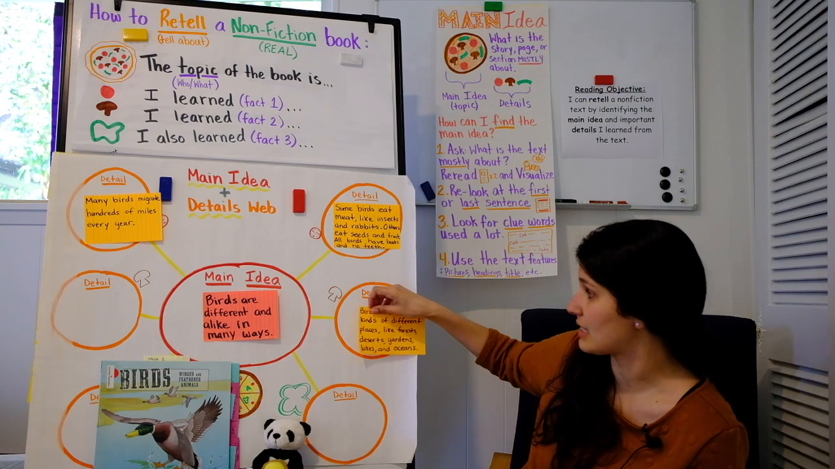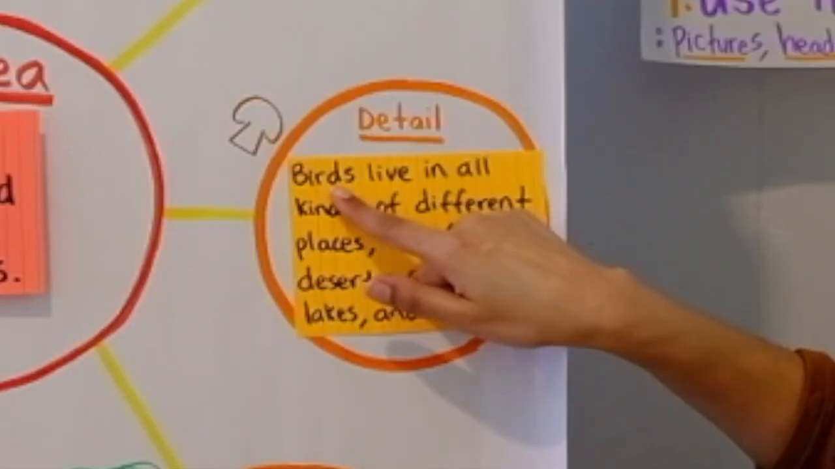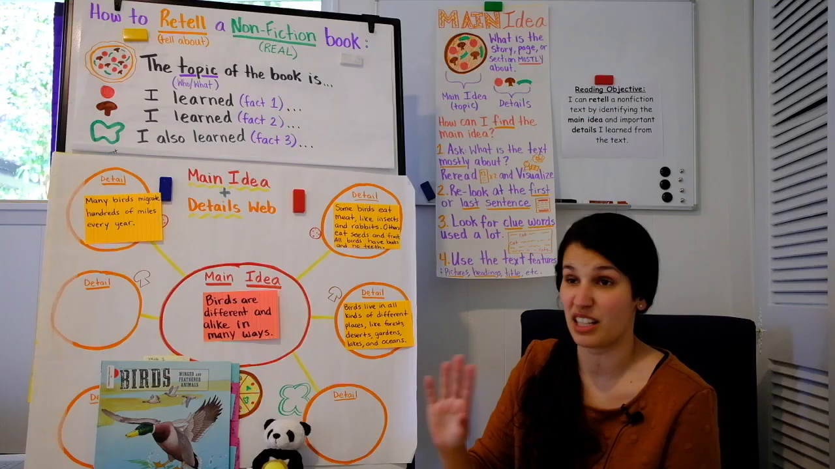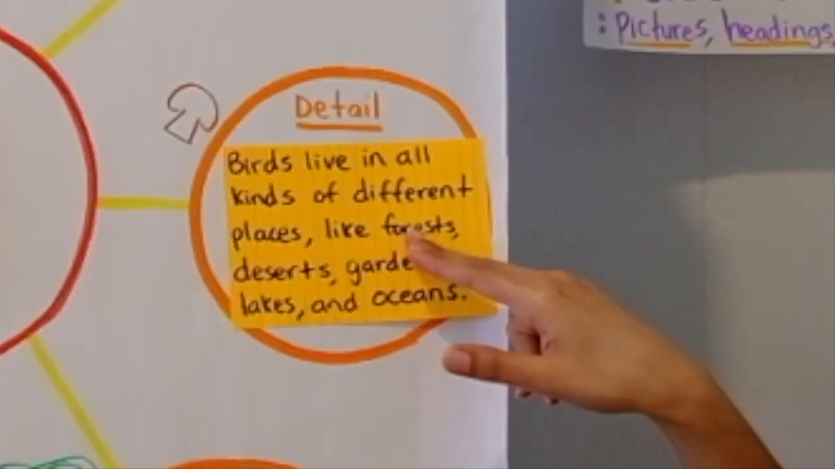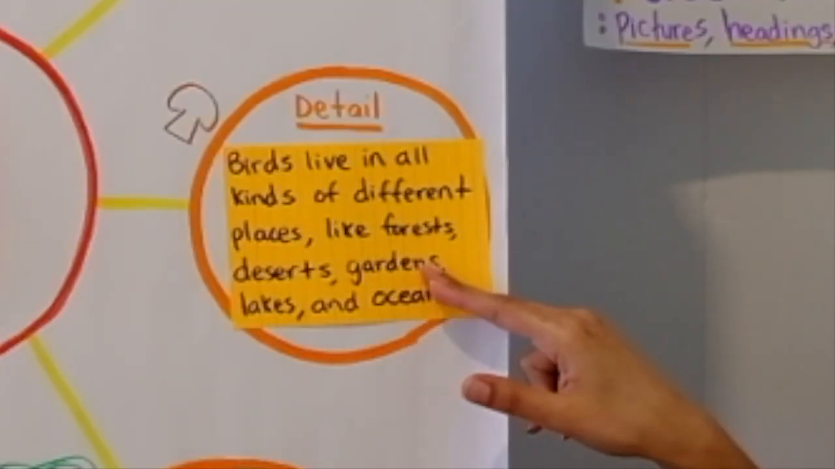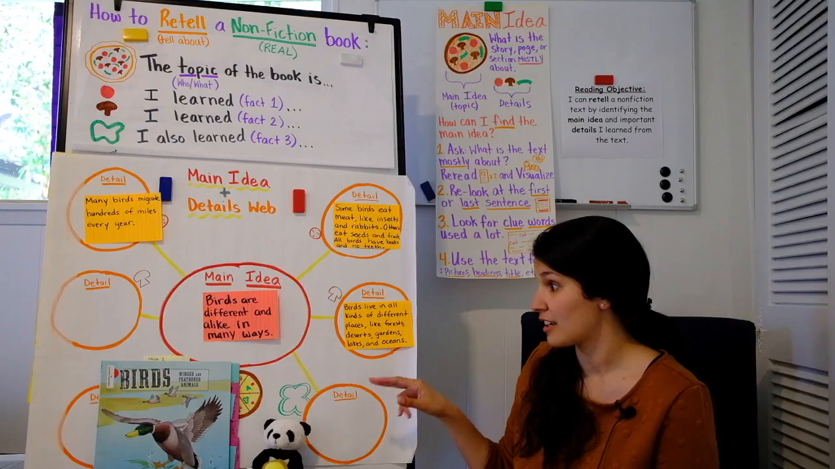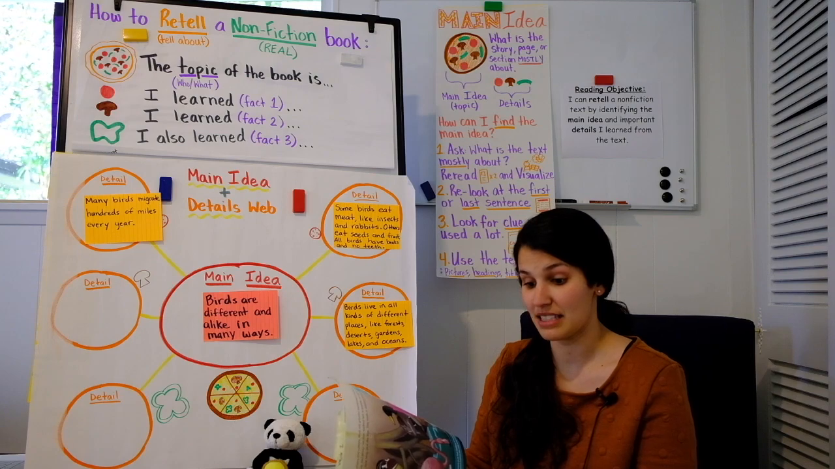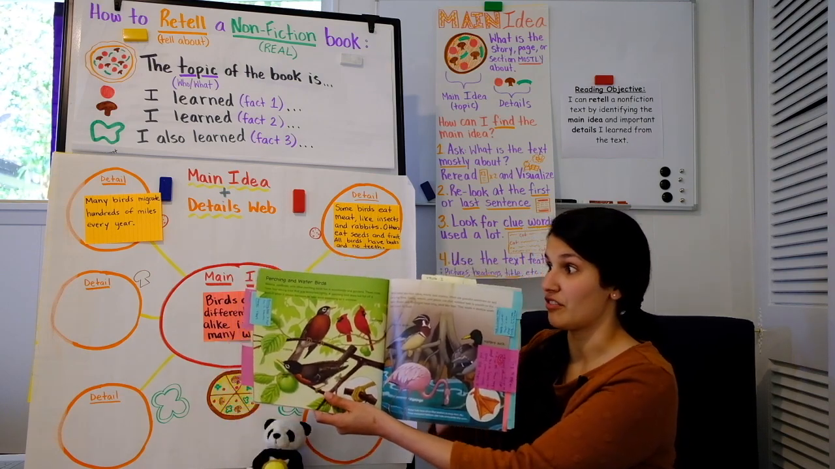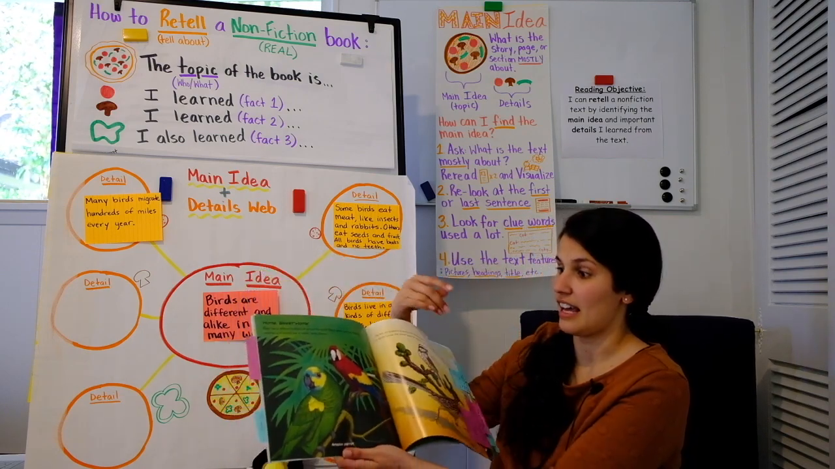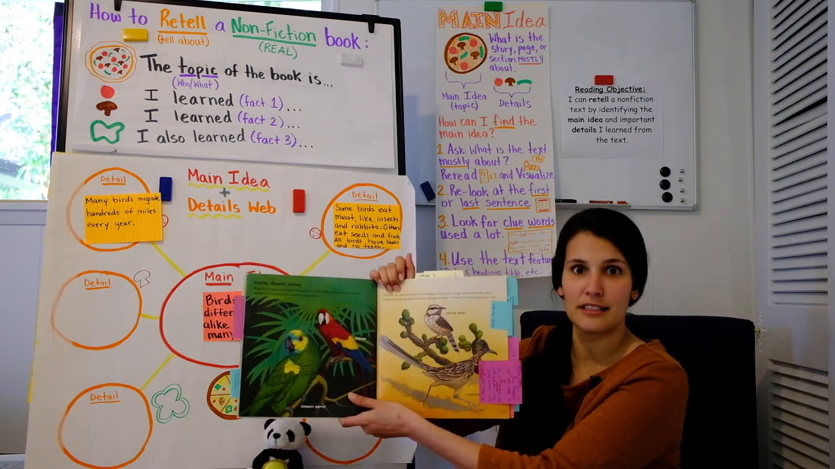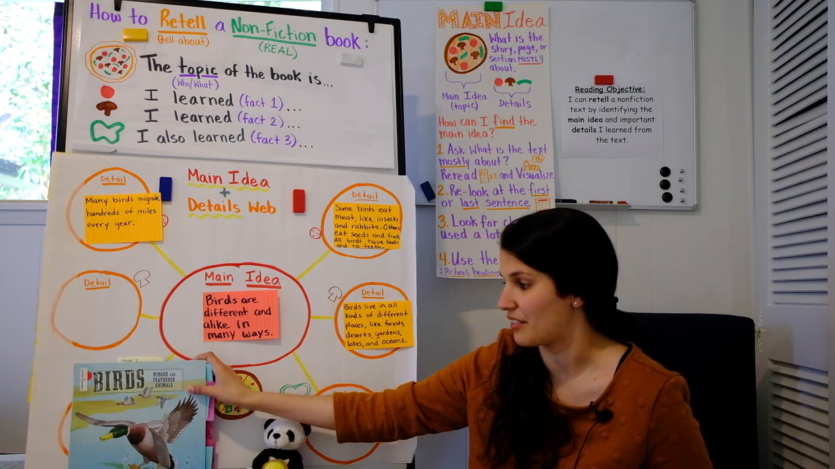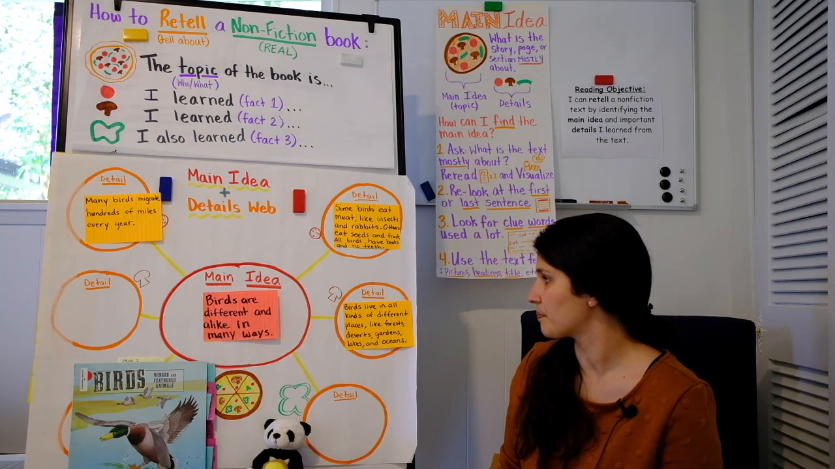We also found this detail: birds live in all kinds of different places. See, I'm talking about how they're different. Like forests, deserts, gardens, lakes, and oceans. Remember in the book how it talked about all the different bird habitats? Water and forests and jungles and deserts. That was an interesting thing that stuck out in my mind about how they are quite different from each other.